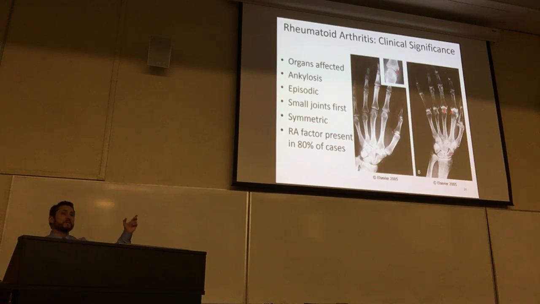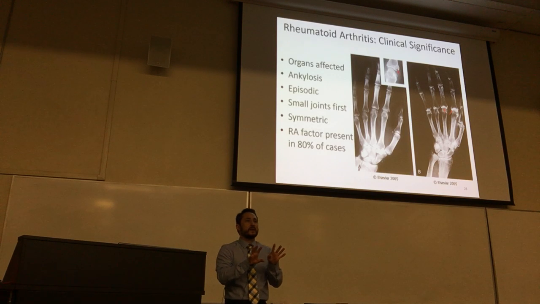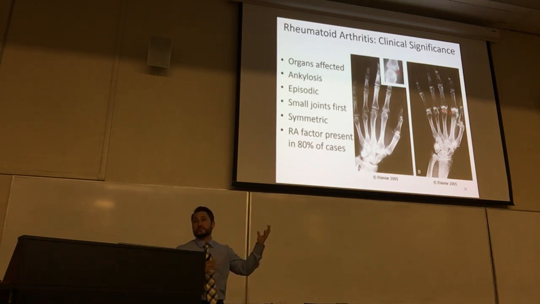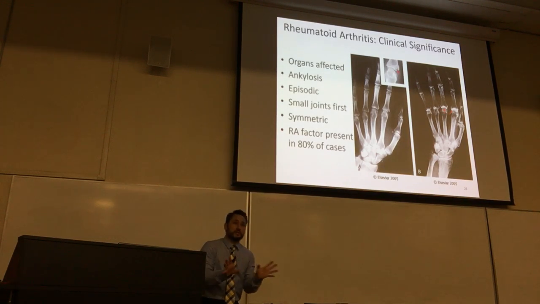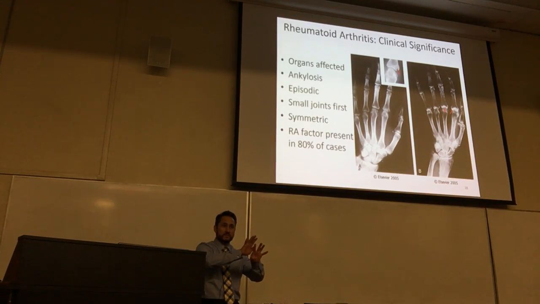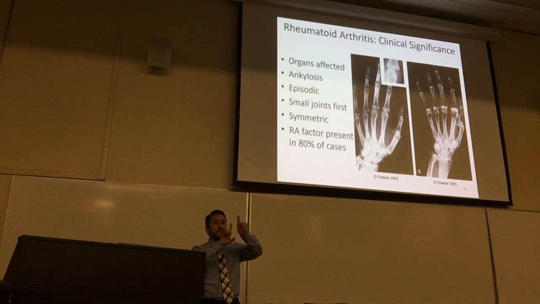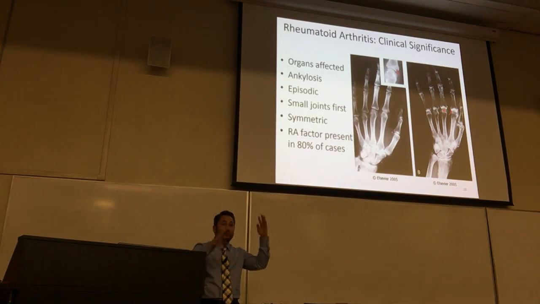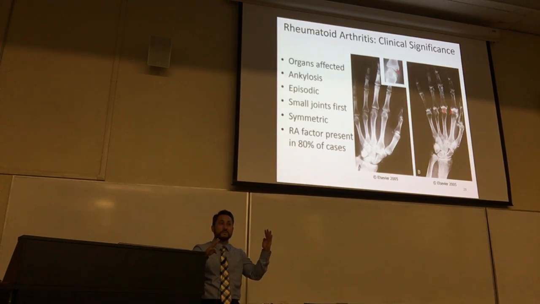It targets typically the small joints first. That's why you notice it in elderly patients in their hands. And then it moves to larger joints next. It's also symmetric. So with rheumatoid arthritis, if this hand has arthritis, a lot of times this hand does too. And you'll see patients where the fingers bend almost symmetrically in the same direction.